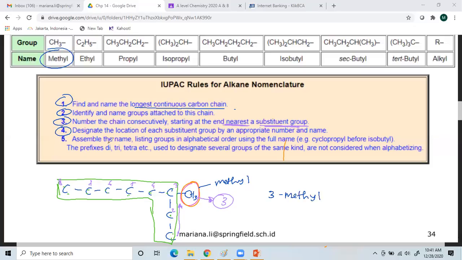Okay, assemble the name listing groups in alphabetical order using the full name and the prefixes di, tri, tetra, etc. Because we just have one alkyl group, there is no need to use di, tri, tetra, etc. So you just skip it. So the name for this compound will be 3-methyl, and then the name of the longest chain is 8-carbon, so 3-methyloctane. Okay, understand?